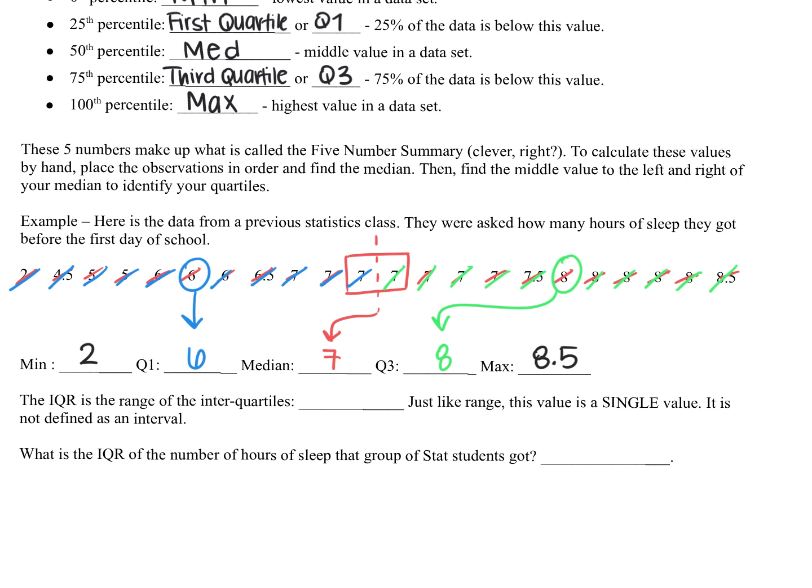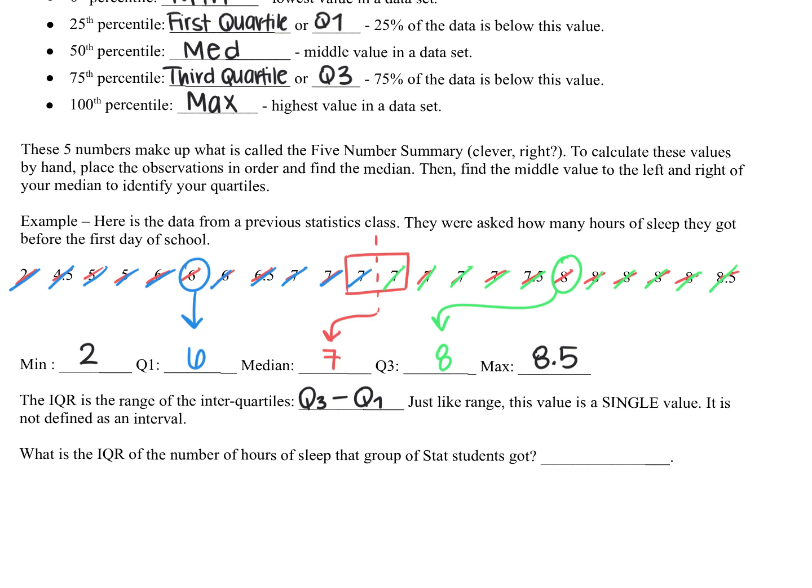I now have my 5-number summary. I know my minimum, I know my maximum, I know each of my quartiles, and I know my median. Now I can calculate my interquartile range. So the interquartile range is the range for the middle 50%. What that means is you take quartile 3 and you subtract quartile 1 from it, and you find the range between your middle 50% of the data.